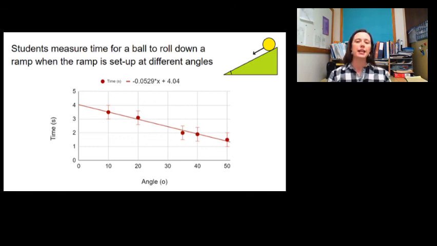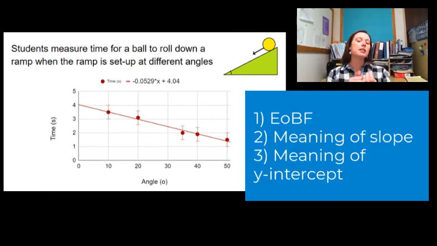I want you to look at this data and I want you to write down a couple of things. I want you to write down what is the equation of best fit, looking at variables that are more meaningful than x and y. What does the slope mean? Write that as a sentence. And what does the y-intercept mean? Write that down as a sentence. Okay, so leave this slide up, pause the video, write those things down, and then come back and check to see if you've got something that matches what we said in class.